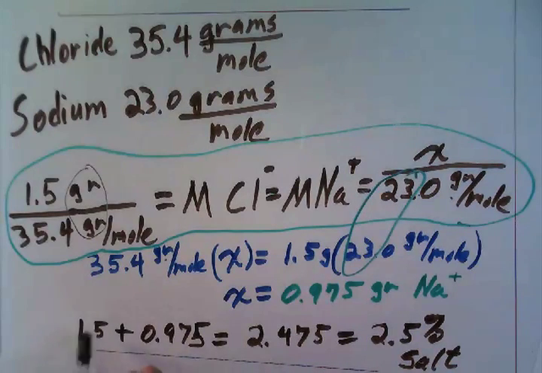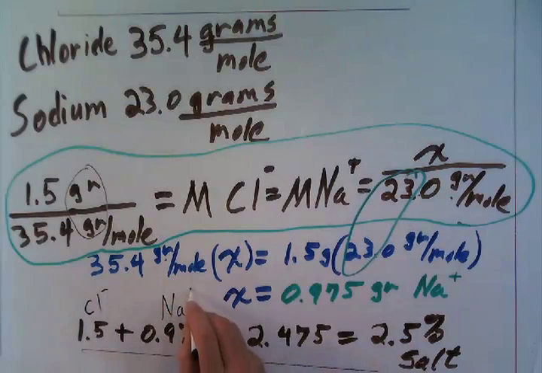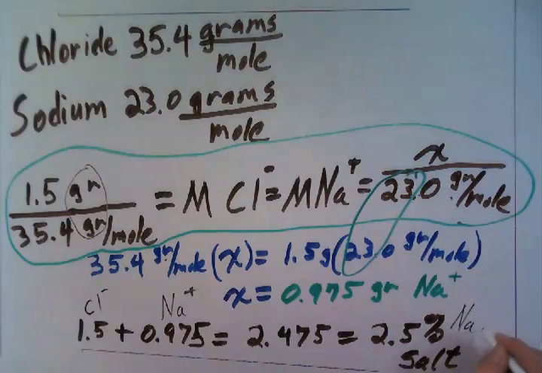So we add our 1.5 originally. This is the chloride. This is the sodium. And we end up with 2.5 grams, and this is, of course, sodium chloride. And it's kind of a cool little exercise.